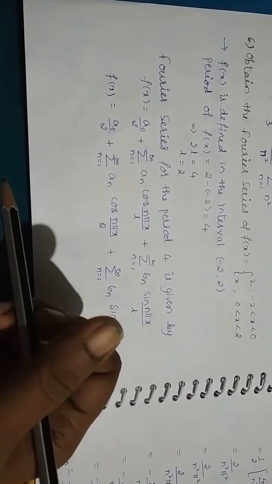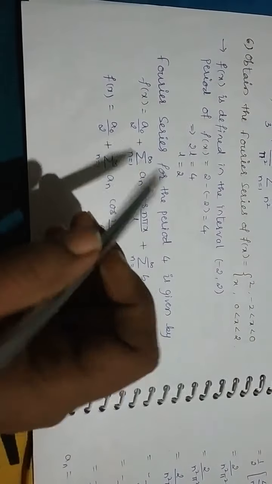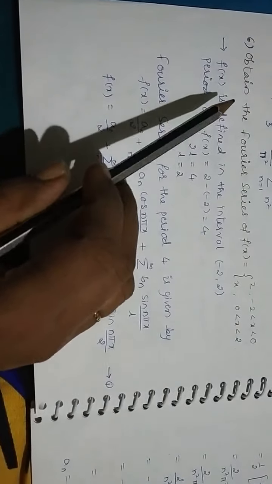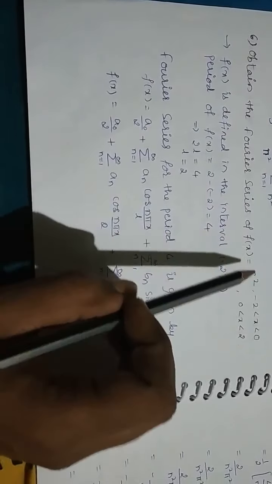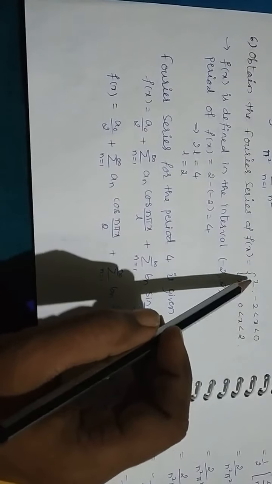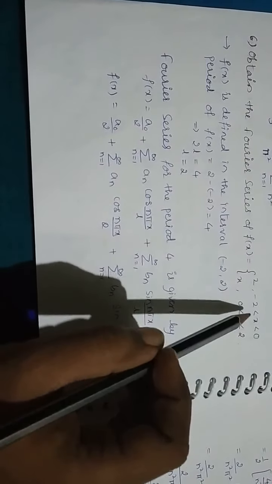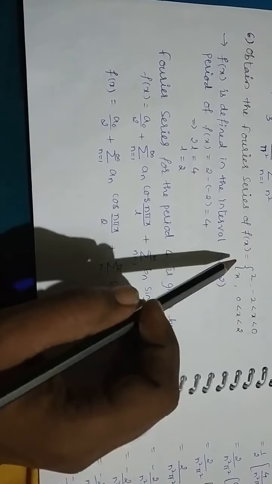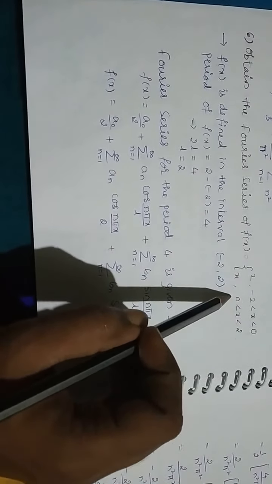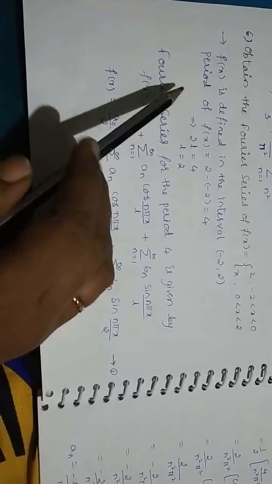Hello students, let us solve one more problem on the length of the period 2L. Obtain the Fourier series of f of x. Here f of x is given by two functions: 2 in minus 2 less than x less than 0, and x in 0 less than x less than 2.